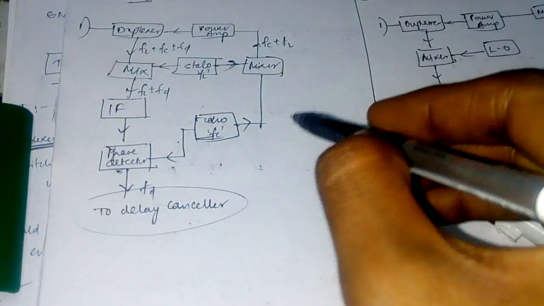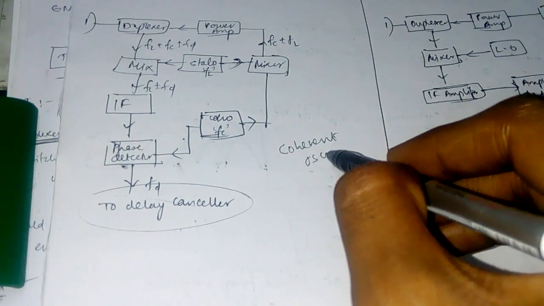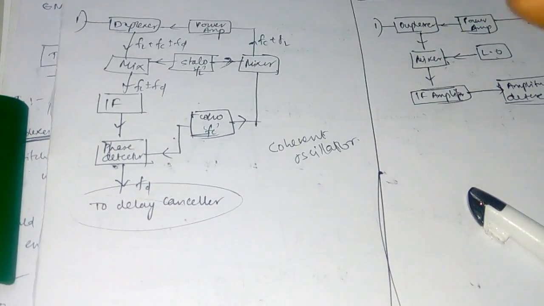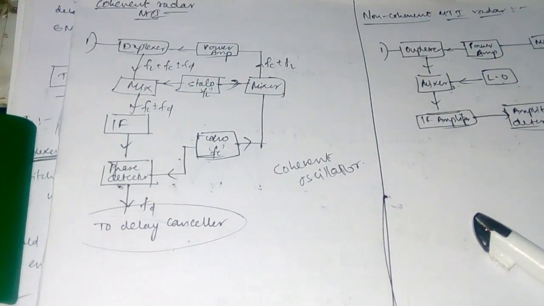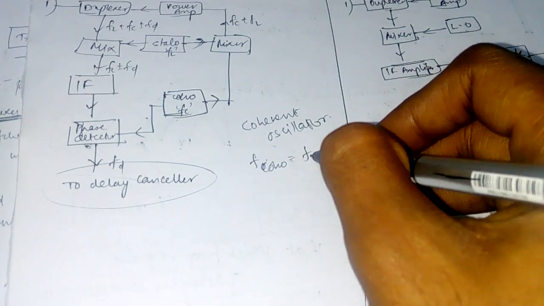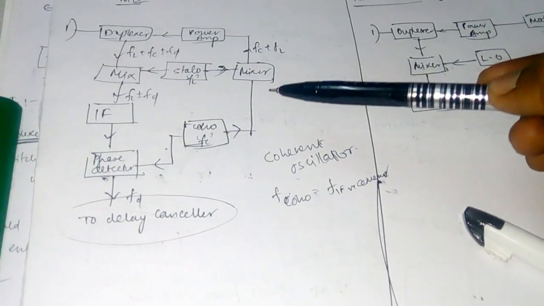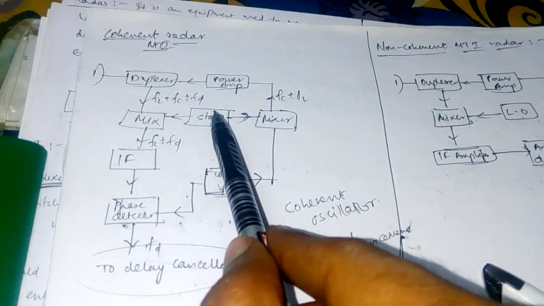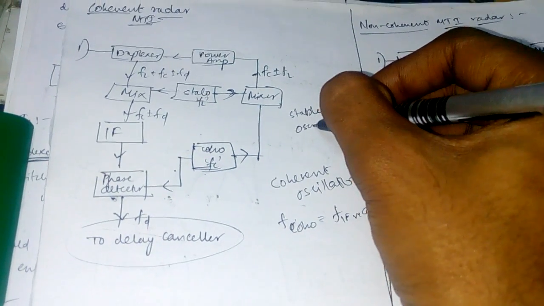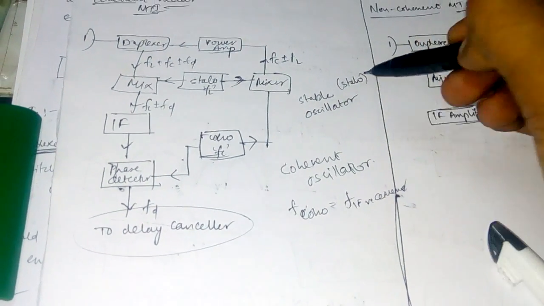The coho is the coherent oscillator. It is the reference supplied to the phase detector along with the mixer. This coherent oscillator has the same frequency as the IF receiver, the intermediate frequency receiver. So this coherent oscillator frequency is given to the mixer, where it is mixed with the stalo. Stalo is the stable oscillator, whereas coho is the coherent oscillator.